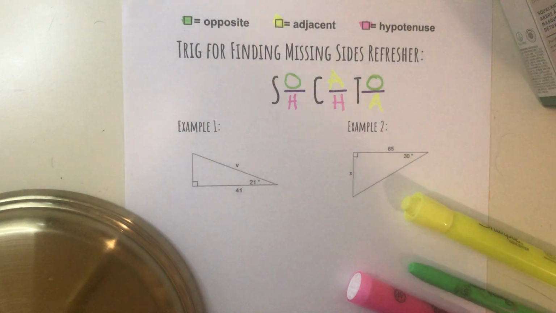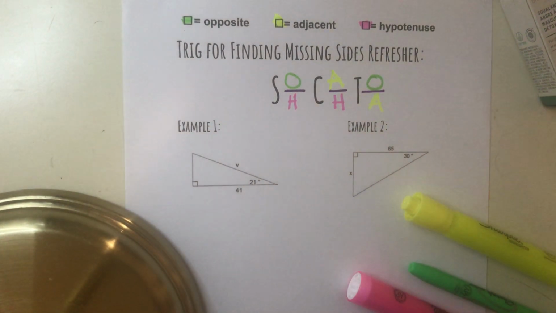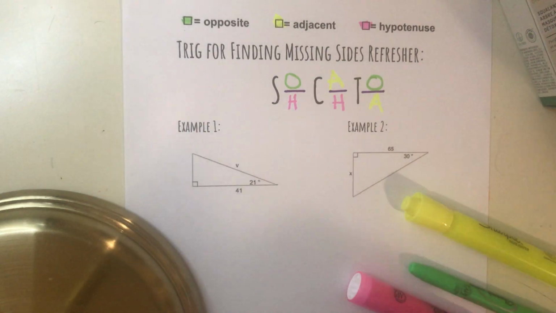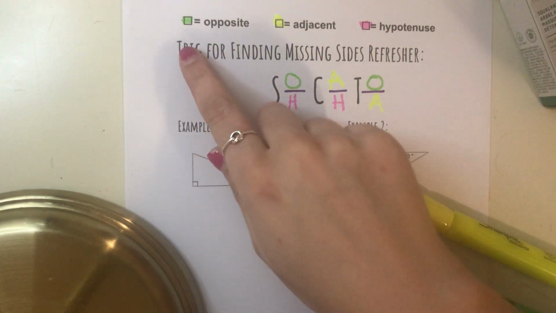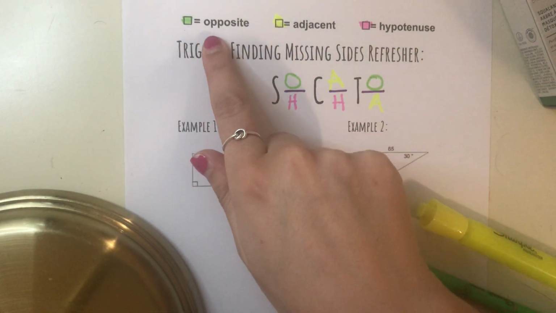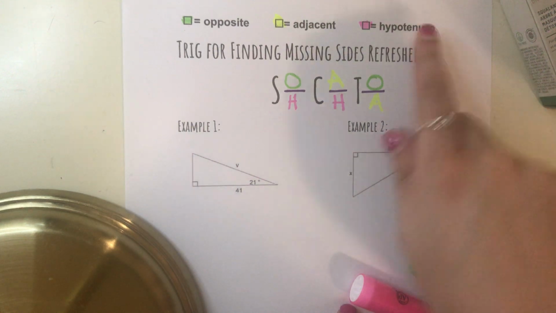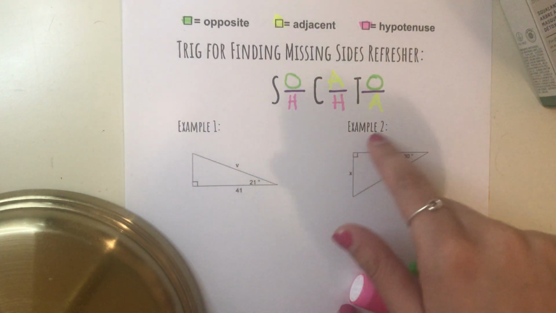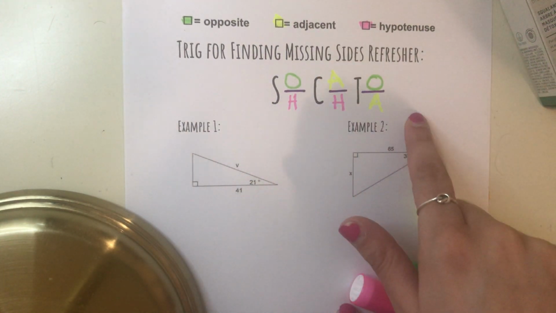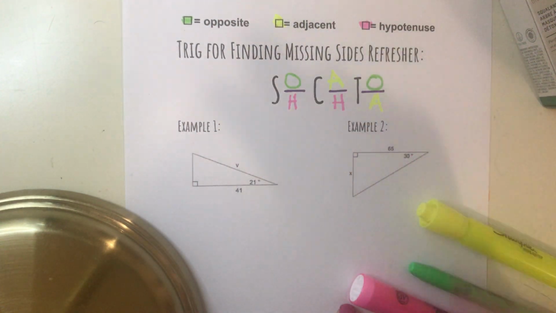Hello, in today's refresher video, what we're going to do is use trigonometry to find the missing side of a right triangle. So for starters, I created a legend which has opposite, adjacent, and hypotenuse, and I color-coded the acronym SOHCAHTOA according to the colors I chose for each word.